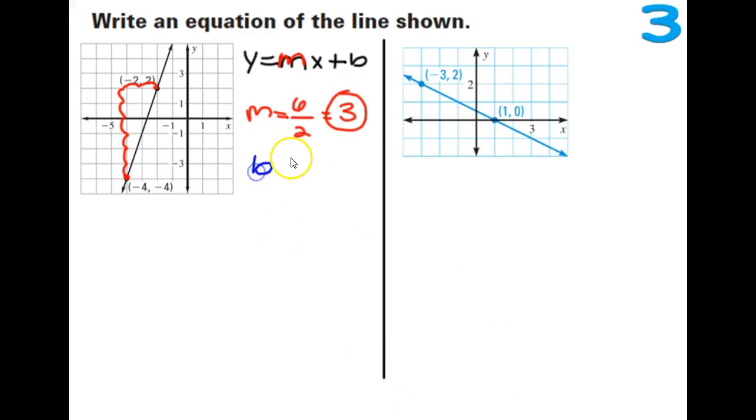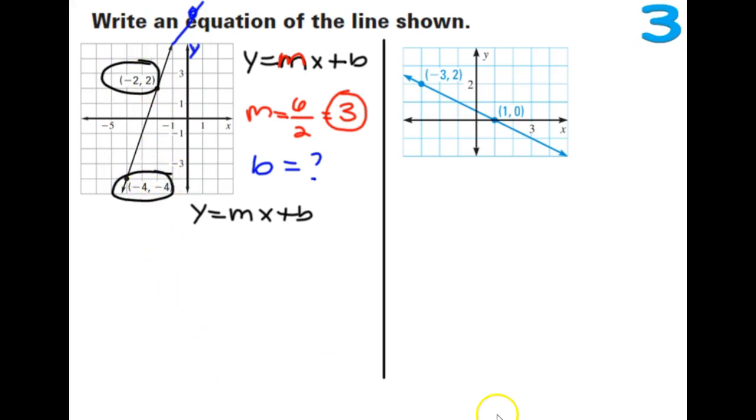And then b. We can't see where this is crossing the y-axis, so we know it's going to be up here somewhere, but instead we need to use our equation to figure it out. So we're going to plug in x and y and m into our equation. It doesn't matter which point you use. I'm going to use this point because they're smaller numbers. If you wanted to use that point, you'll get the same answer. So this is going to be x and y. So y is 2 equals m, which is 3, times x, which is negative 2, to figure out b.